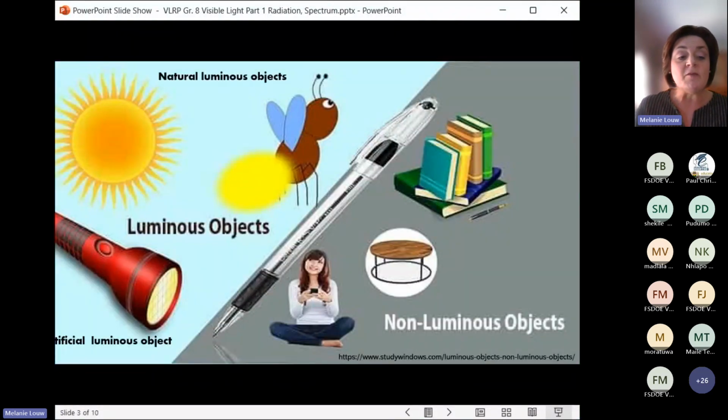So let's look at examples of luminous and non-luminous objects. You can see here on the picture on the left-hand side, we get luminous objects, objects that give off their own light, like the sun, a firefly, and a torch. But now you get natural luminous objects like the sun and the firefly. And then we can also get artificial luminous objects like a torch that works with a bulb or a candle that is burning. And then on the right-hand side, you can see non-luminous objects, objects that do not give off their own light, like a pen or books or a table or clothes, etc.